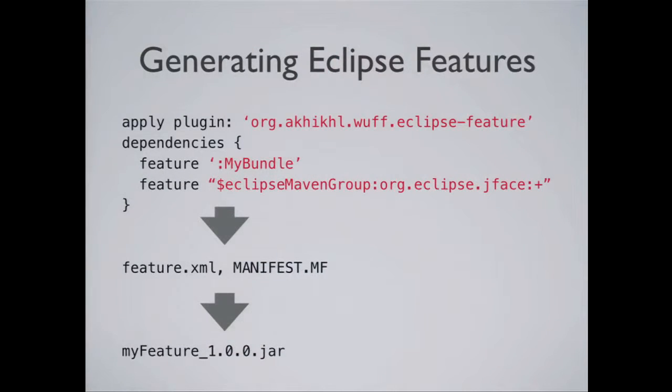And now the very new, still untested functions of Wuff: generating features and repositories. Yeah, very briefly about this. You can generate Eclipse features with Wuff by using a special plugin, Eclipse feature, and by listing your bundles that belong to the feature with a special configuration called feature. As a result, whenever we run the Gradle build, these 2 files are generated for us, and they are packed into the feature jar. End of story.